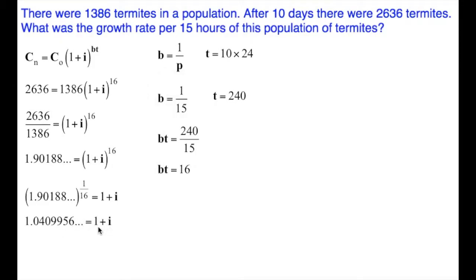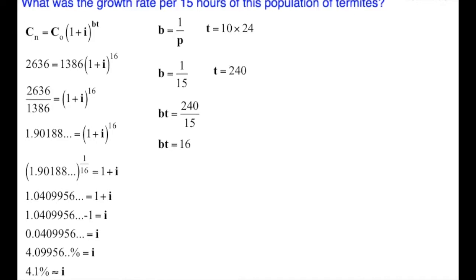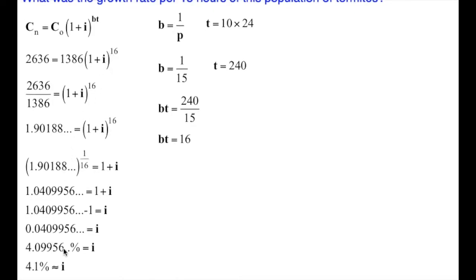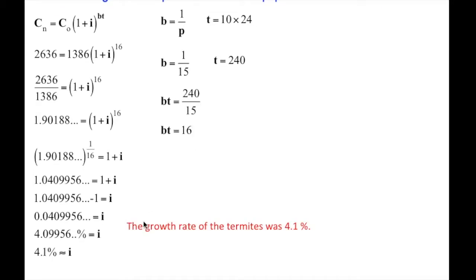To get the growth rate alone, I'm going to subtract 1 from both sides. That is going to give us 0.0409956, which is our growth rate as a decimal. To convert it to a percent, I'm going to multiply it by 100, 4.09956. If I round that to the nearest tenth of a percent, that's going to be 4.1%. Our growth rate is 4.1%. What was the growth rate per 15 hours of this population of termites? The growth rate of the termites was 4.1%, and that's our final answer.